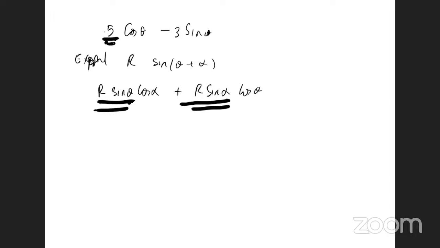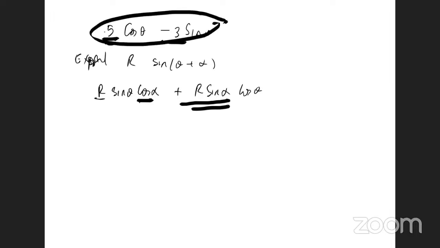What in front of sine theta is your r cos alpha. So you have a minus sign there. So when you're comparing, it's not really lining up properly. You're seeing that? Yeah, that minus sign will cause a problem. So in a case like this, we have to change the expansion.